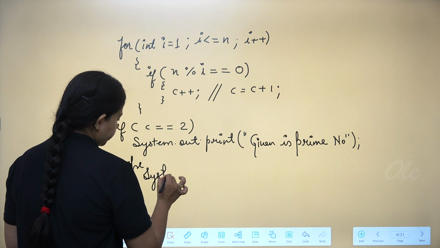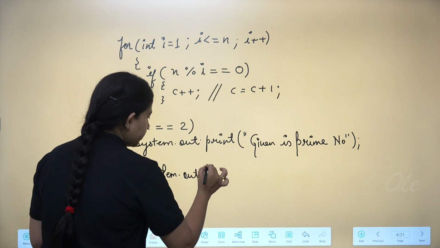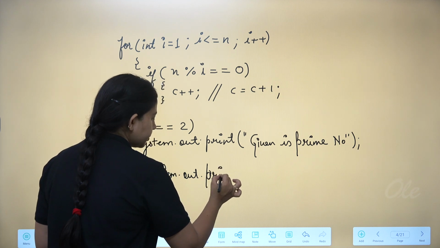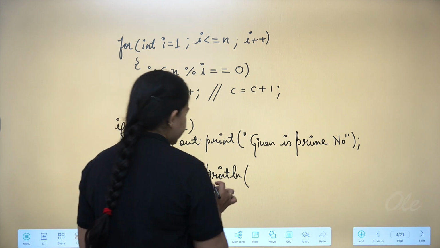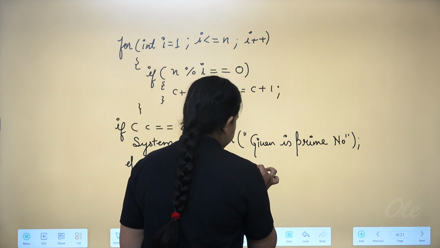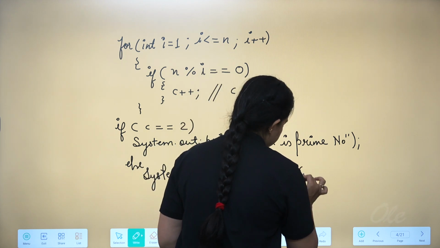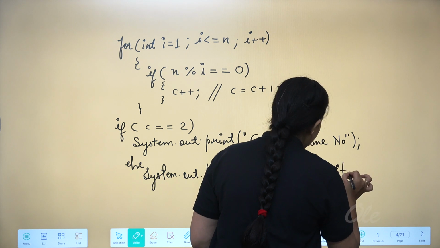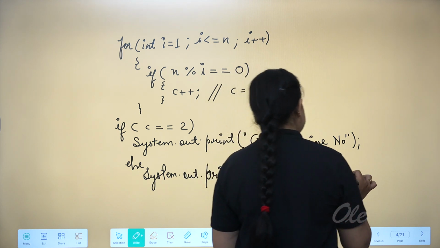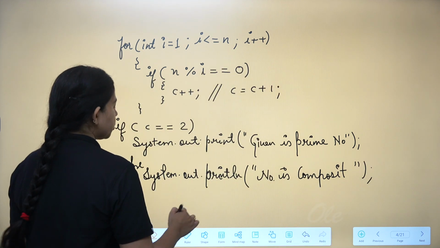System.out.print, ln, or print and println, anything you can mention over here. Number is composite, or you can say it is not a prime number, or composite number. Close it. It's time to close the bracket.